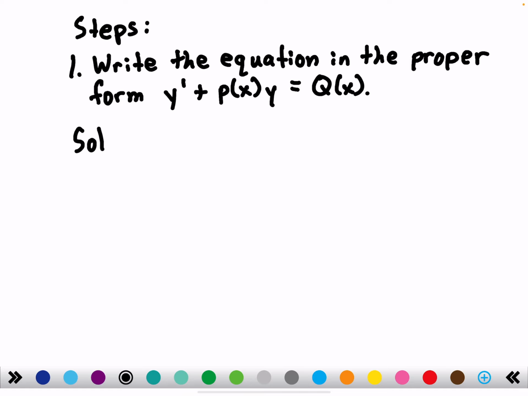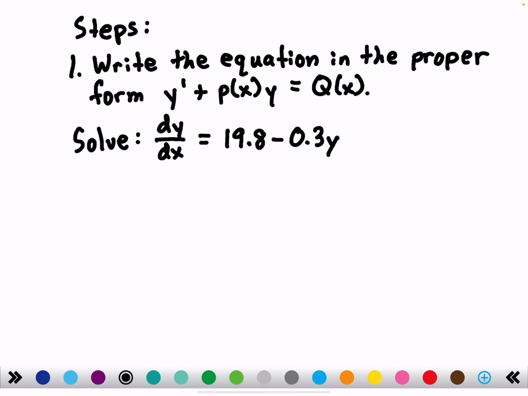So let's say we have this situation. You're asked to solve the equation dy/dx equals 19.8 minus 0.3y. Does this form right now match the proper form of a linear first-order ordinary differential equation? No. So how do we rewrite this?